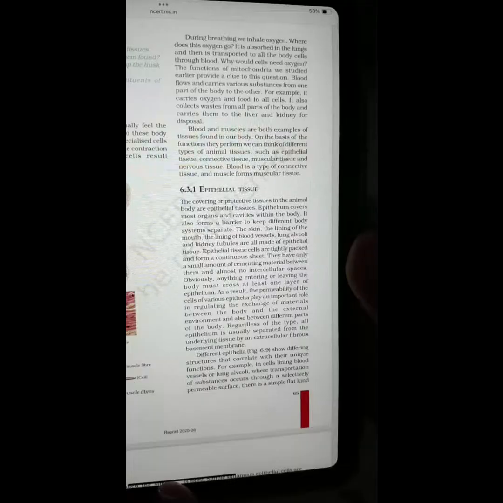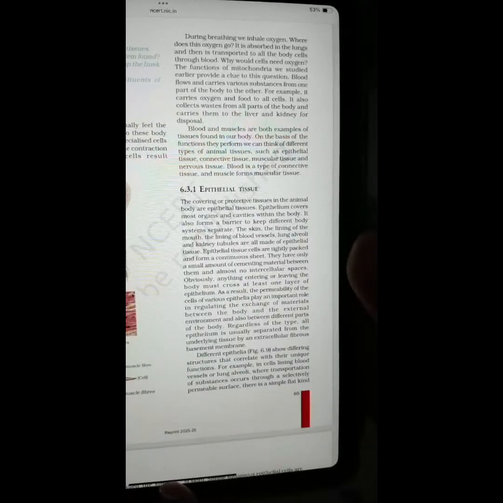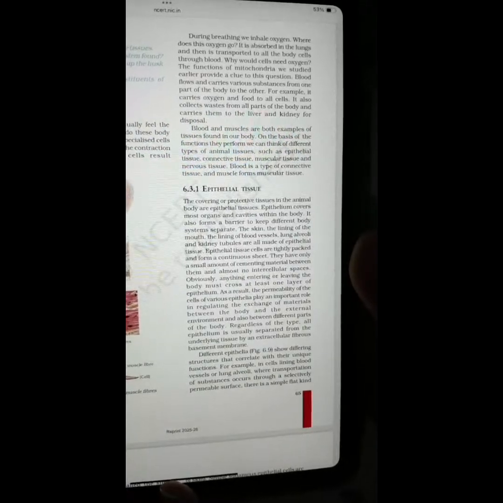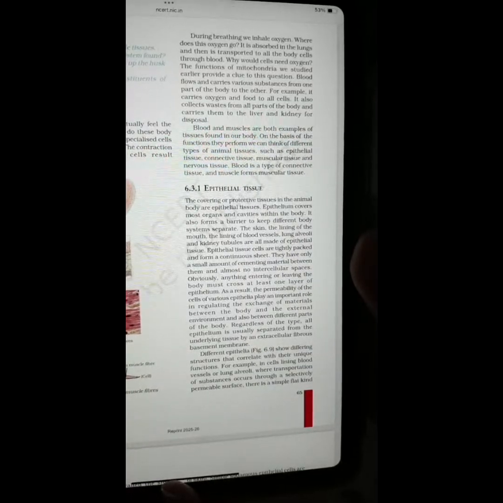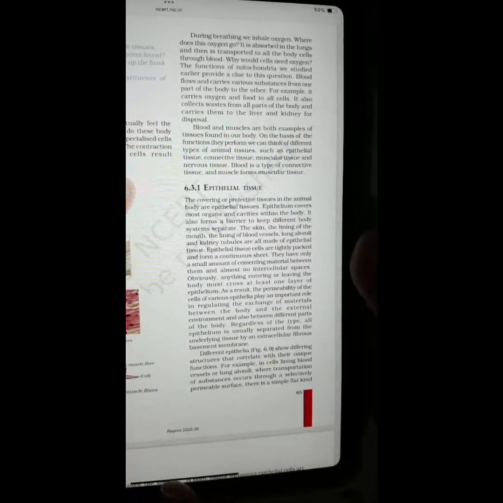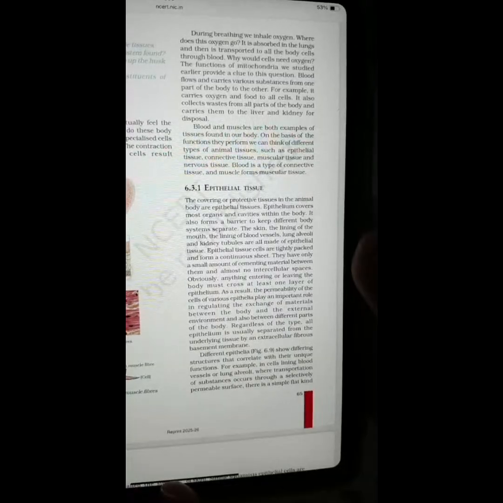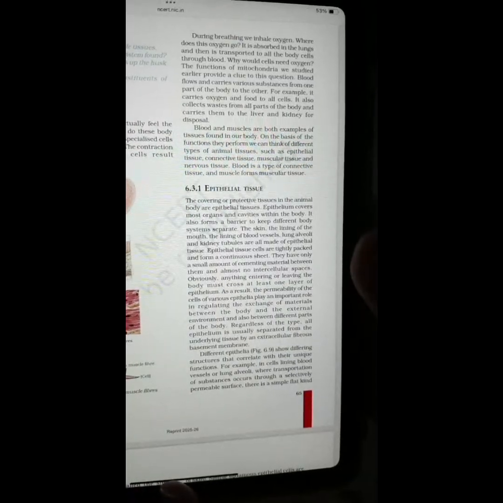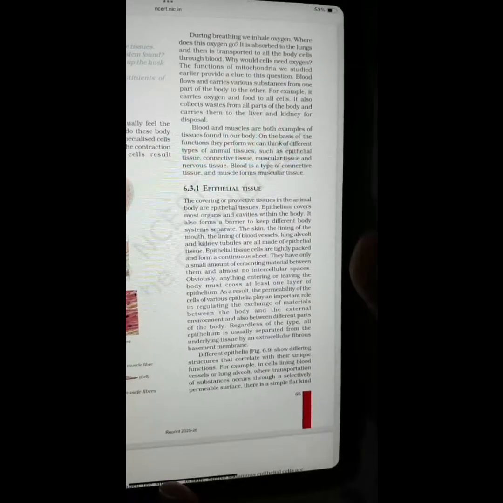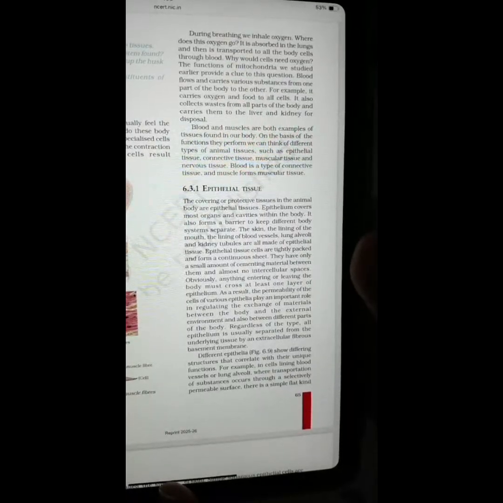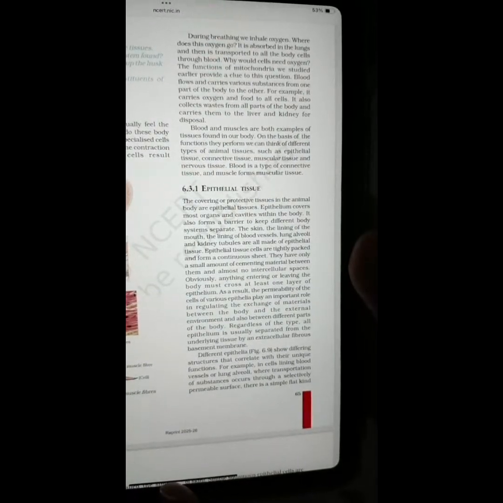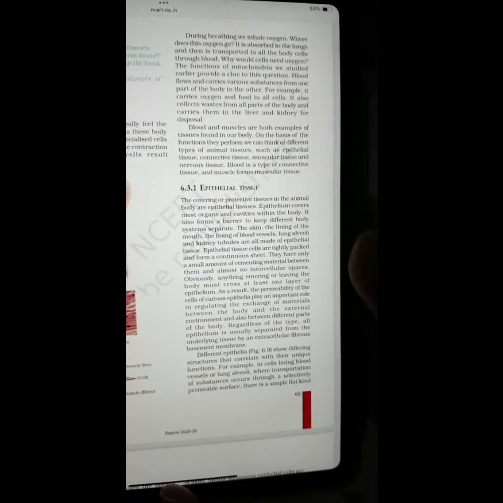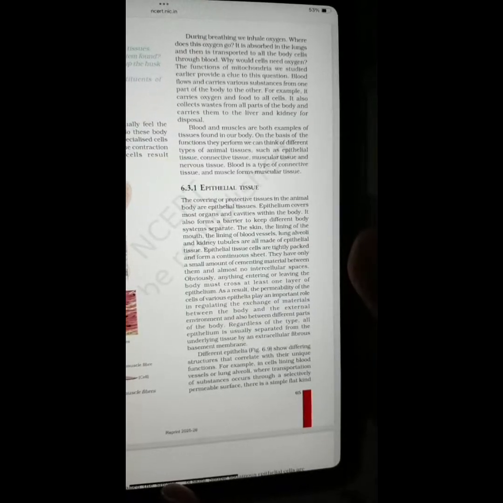Obviously, anything entering or leaving the body must cross at least one layer of epithelium. As a result, the permeability of the cells of various epithelia plays an important role in regulating the exchange of materials between the body and the external environment and also between different parts of the body. Regardless of the type, all epithelium is usually separated from the underlying tissue by an extracellular fibrous basement membrane. Different epithelia, figure 6.9, show different structures that correlate with their unique functions.